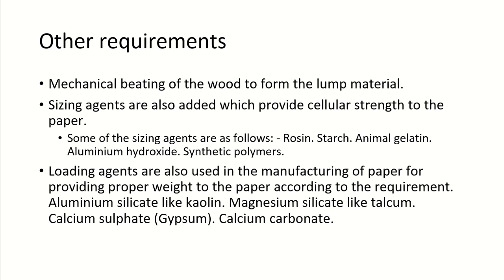Now, what are the other requirements for making paper? Mechanical beating of the wood was done to form a lump-like material. Sizing agents are added to provide cellular strength to the paper. These sizing agents can be rosin, starch, animal gelatin, aluminum hydroxide, and synthetic polymers. Loading agents are used to provide proper weight to the paper. Examples are aluminum silicate like kaolin, magnesium silicate like talcum, calcium sulfate or gypsum, and calcium carbonate.